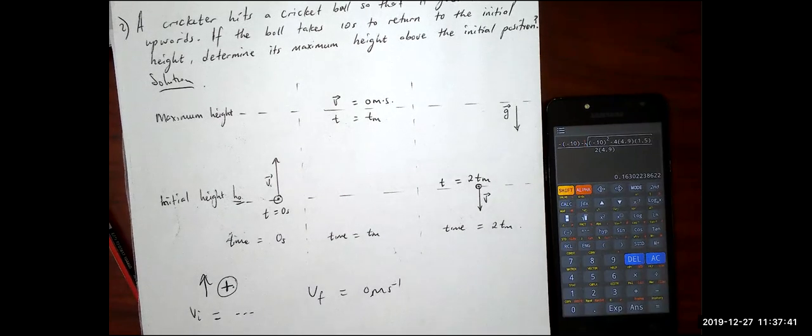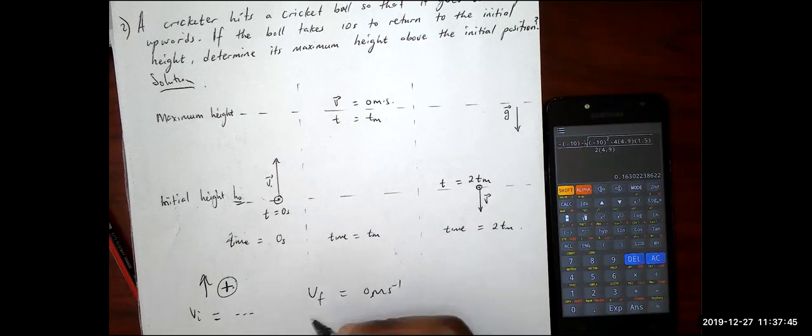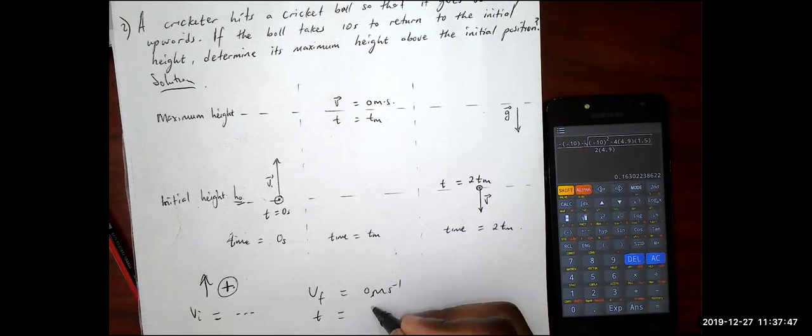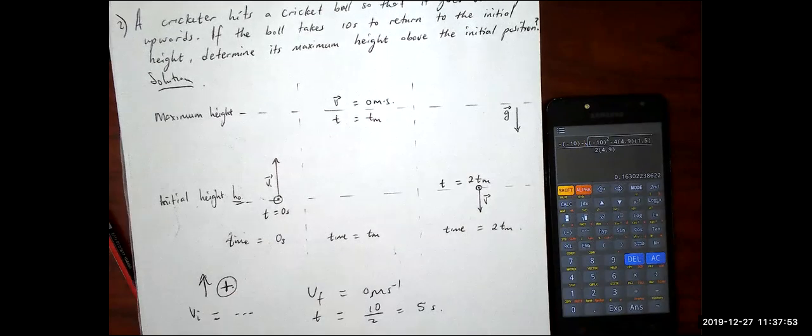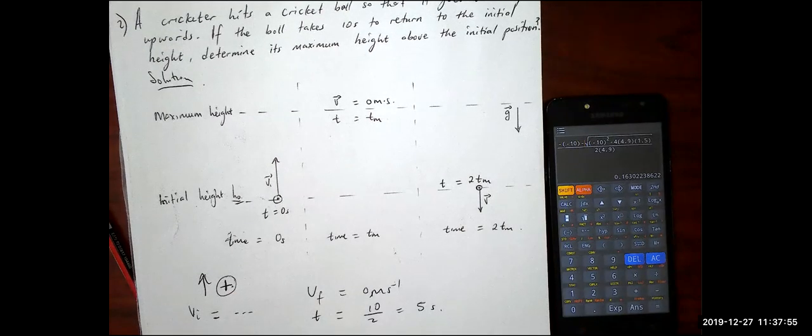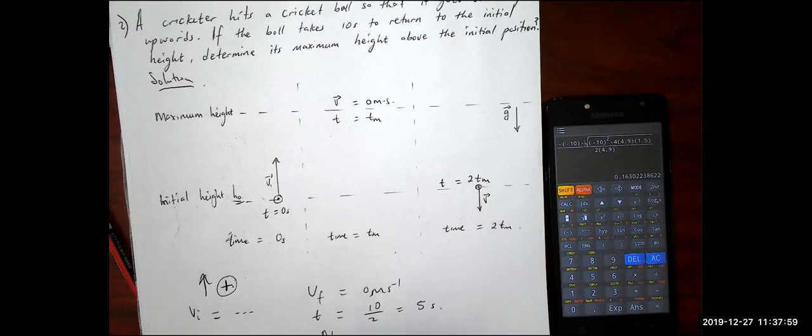Okay. Then what else is given to us? We are looking for the time. We know that time is going to be equal to 10 divided by 2, which is equal to 5 seconds, to reach maximum height. Then what else is given to us? Our time we have, sorry. Our Y is what we're looking for here.